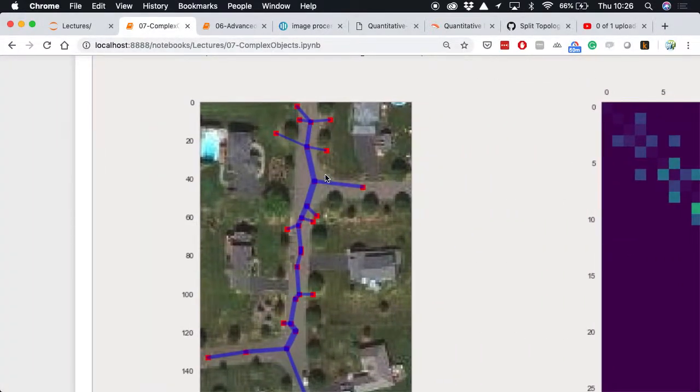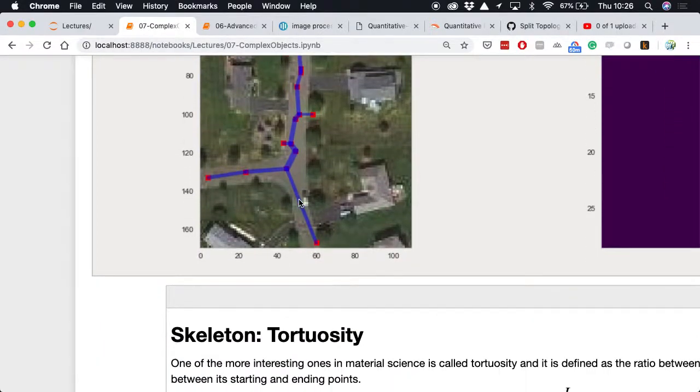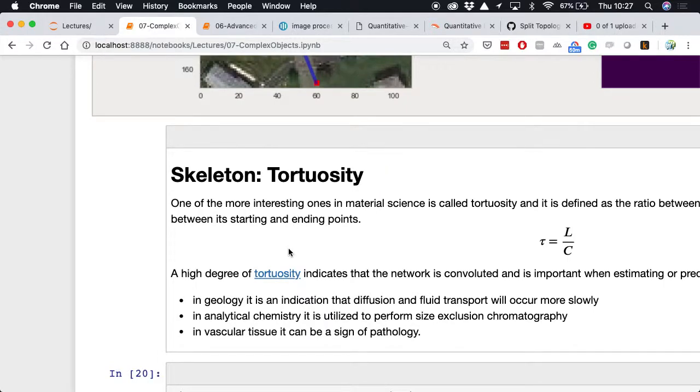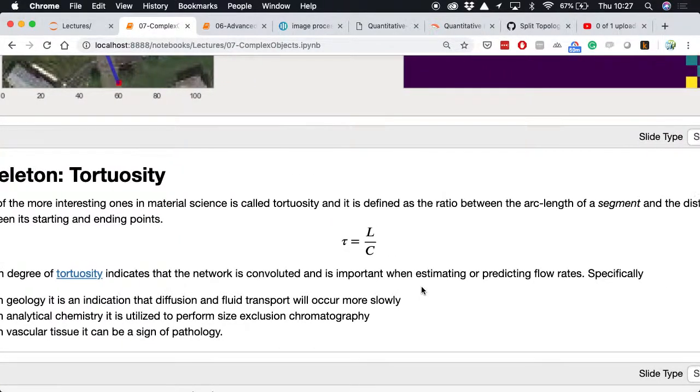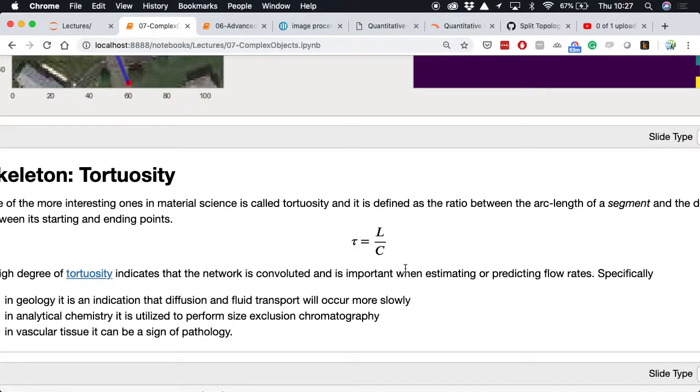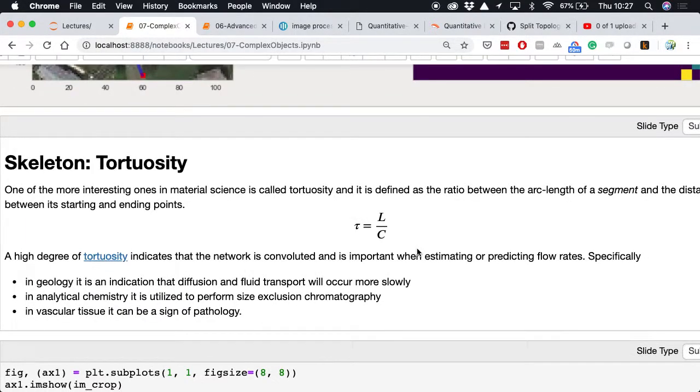And that we can again show the same way, where we have all of the nodes and all of the edges connected that way. And once we have this graph, rather than just an image, we can start to do more interesting analysis with it. So one of the more useful metrics you can use in material science is called tortuosity, where you look at how direct the segment that you're looking at is.